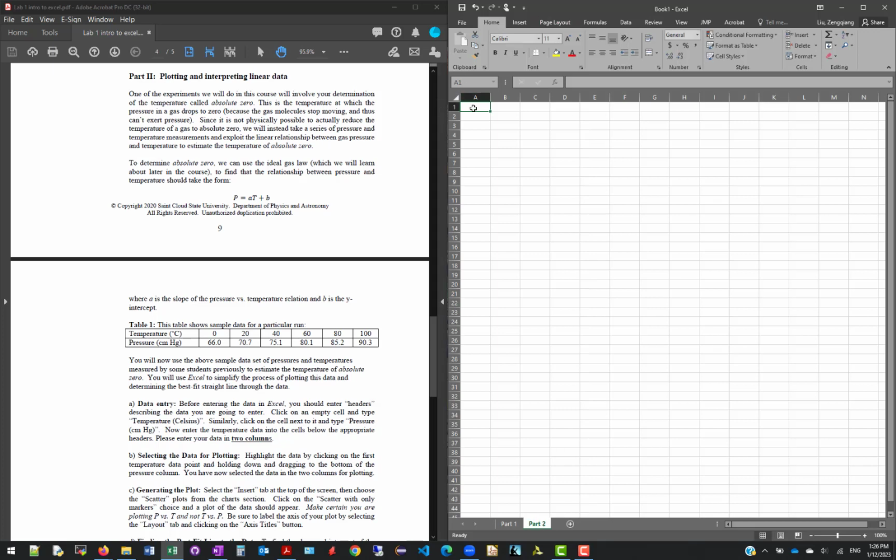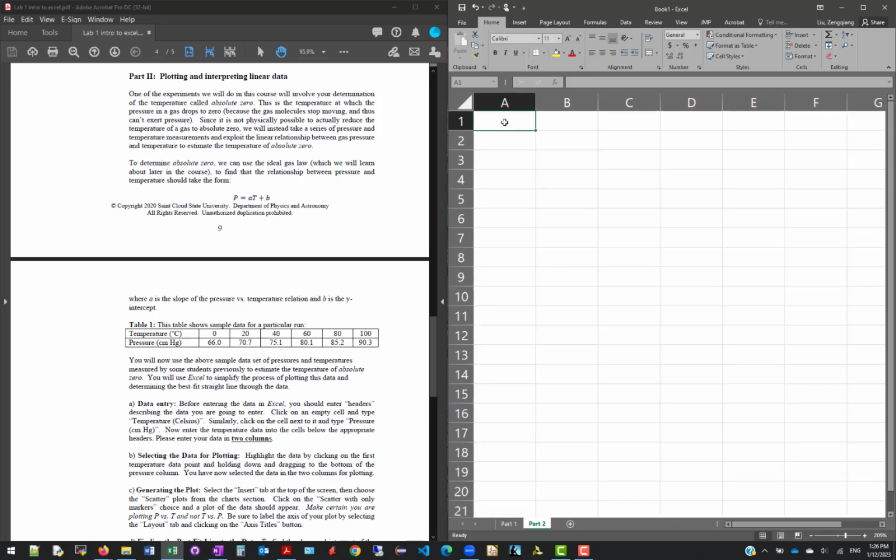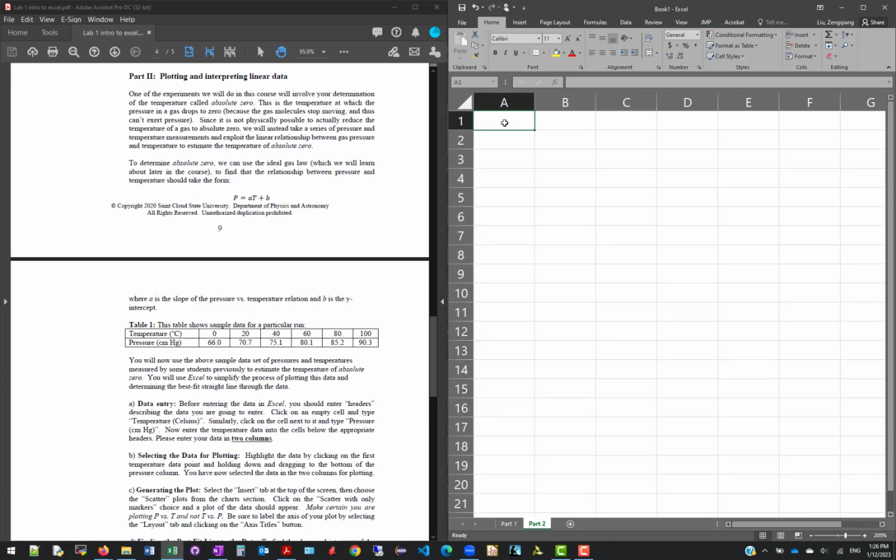Okay, I'll zoom in again. And by the way, part 1 was actually kind of an exercise for our first actual lab, the free fall lab, and part 2 is an exercise for our last lab, the constant volume gas thermometer lab, or absolute zero lab. So in this lab, we're trying to find absolute zero, which is the coldest temperature.